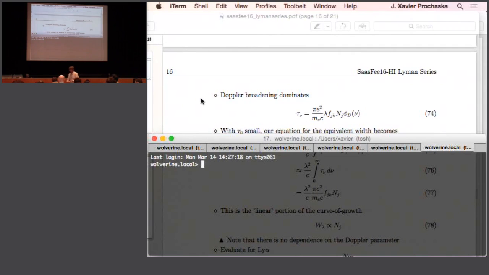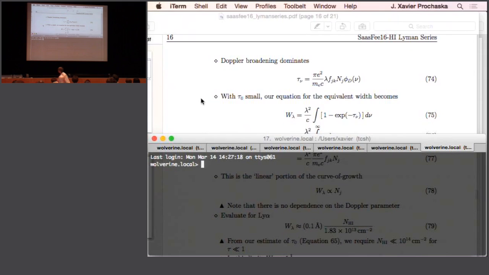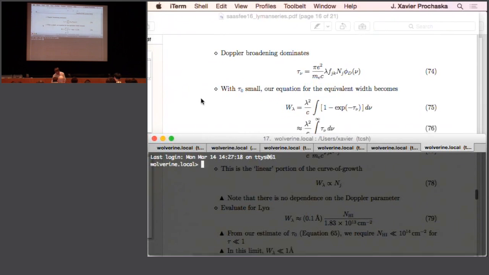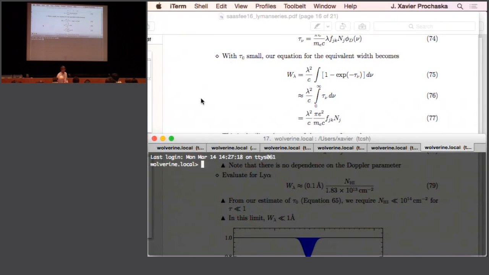And the equation for the equivalent width simplifies very, very much. When tau is small, then e to the negative tau is about 1 minus tau. So the term inside the brackets reduces just to tau. Okay, and we integrate over the line profile to recover this. So the equivalent width is proportional to the wavelength squared, the oscillator strength, and most importantly, the column density. So in this limit where the optical depth is very small, the equivalent width scales linearly with the column density.